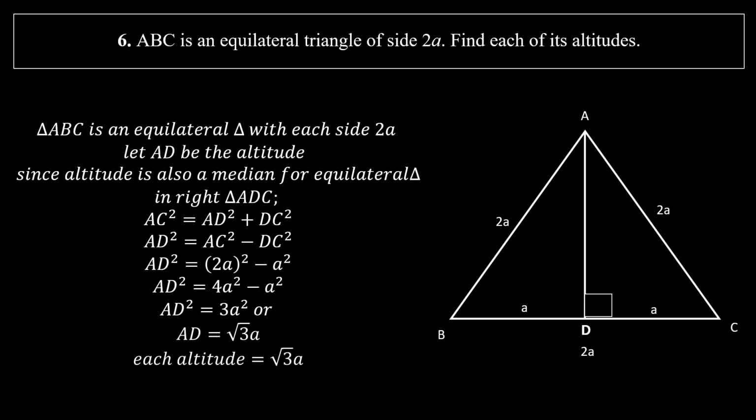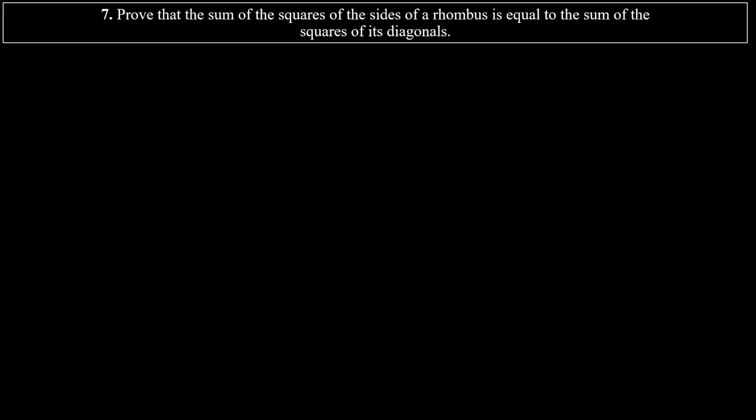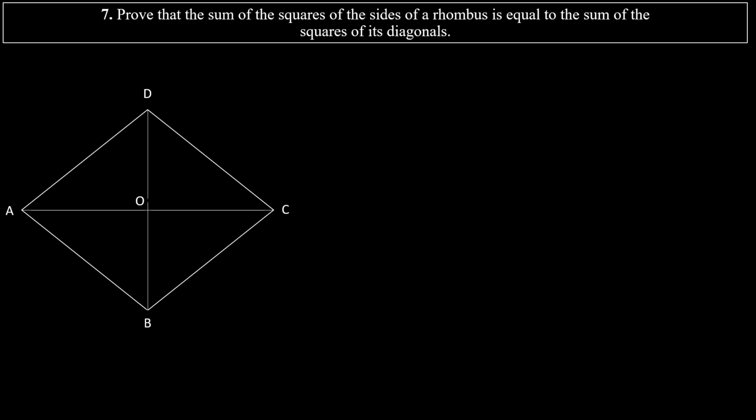So let's move to the next, seventh question. In this question, we need to prove that the sum of the squares of the sides of a rhombus, where all four sides are equal, is equal to the sum of the squares of its diagonals. It's an easy but a bit lengthy question. So let ABCD be a rhombus and AC and DB be its diagonals.